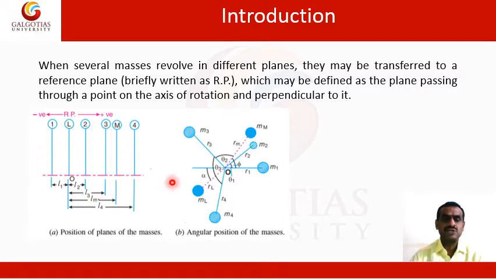This diagram is called the position of planes of the masses. This is a side view, called the angular position of the masses. Mass 1 is in this position, then 2, 3, and the fourth one in this position. Our objective is to balance these four masses, M1, M2, M3 and M4. So we have to provide the balancing masses, that is MM and ML, and find out in which position this balancing mass has to be added.